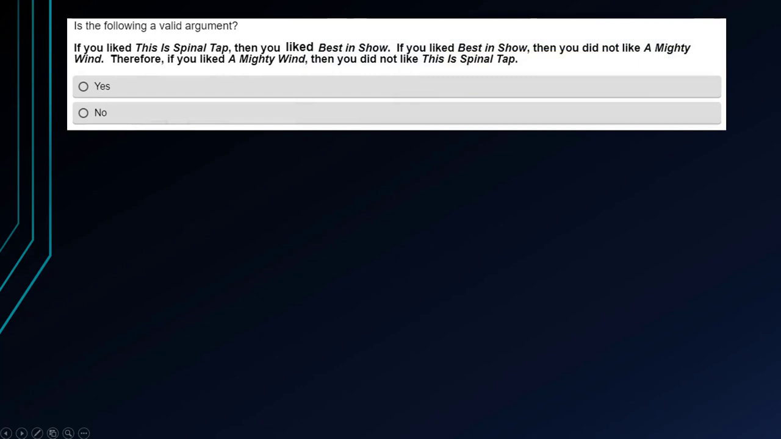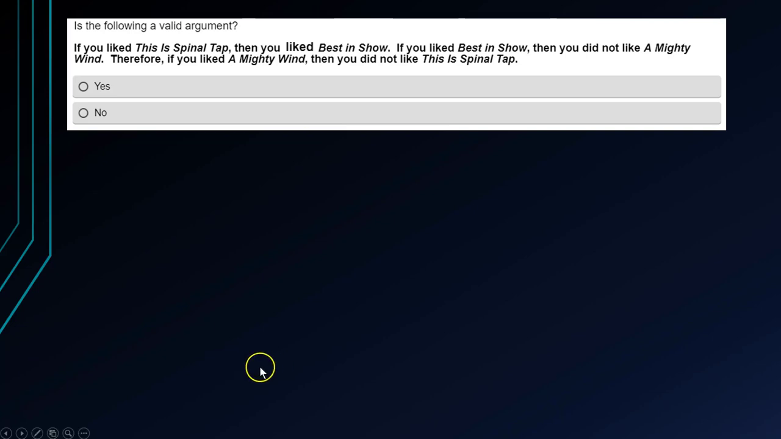The third one you were given required you to translate as well. And the argument is basically this: if you liked This Is Spinal Tap, then you liked Best in Show. And I didn't type these, by the way, I copied and pasted these, so that's a typo that the book had. If you liked Best in Show, then you did not like A Mighty Wind. Therefore, if you liked A Mighty Wind, then you did not like This Is Spinal Tap. Is this a valid argument?